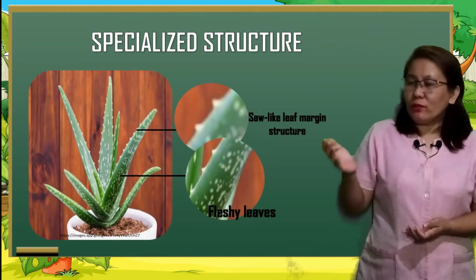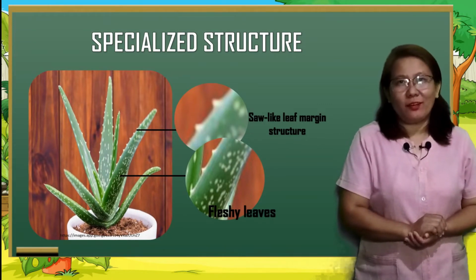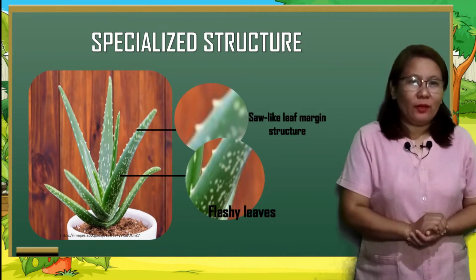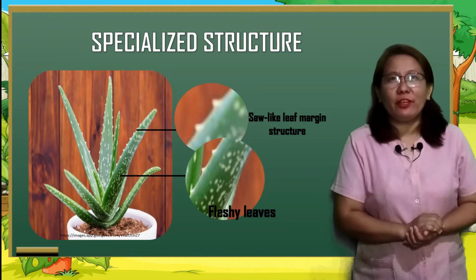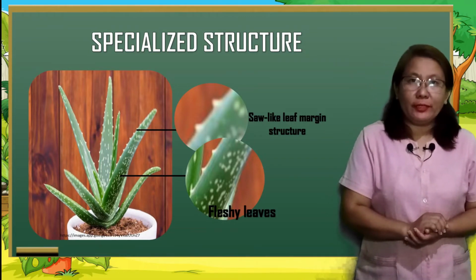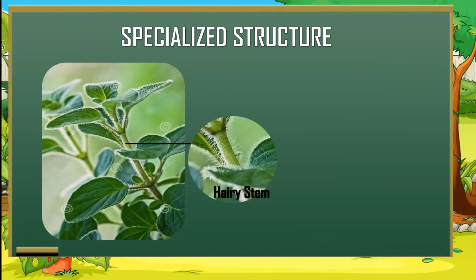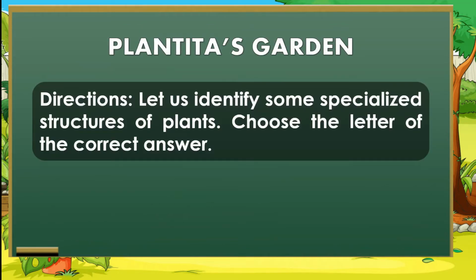Aloe vera is an example of terrestrial plant that has a specialized structure. It has a saw-like leaf margin and fleshy leaves. Shapes and sizes of the leaves are also important for survival. Oregano has also hairy stems as its specialized structure.